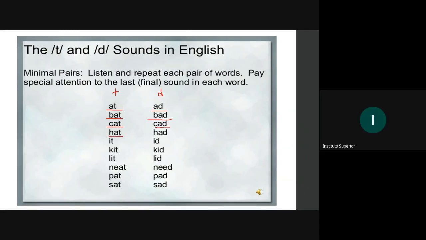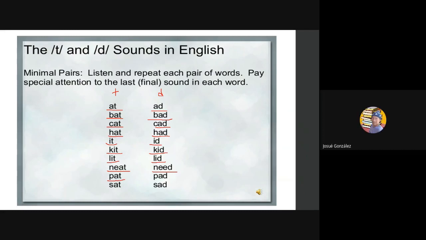Bad. This one, had, and this, had. Okay, good. This one, id, it, id. Okay. Here, kid, kid. Okay. This one, lead, lid. Okay. Here, need.